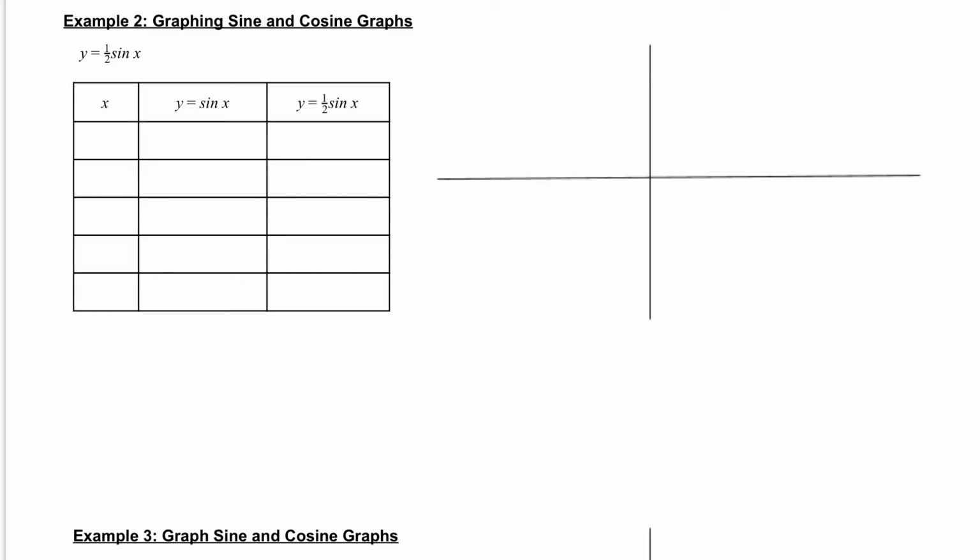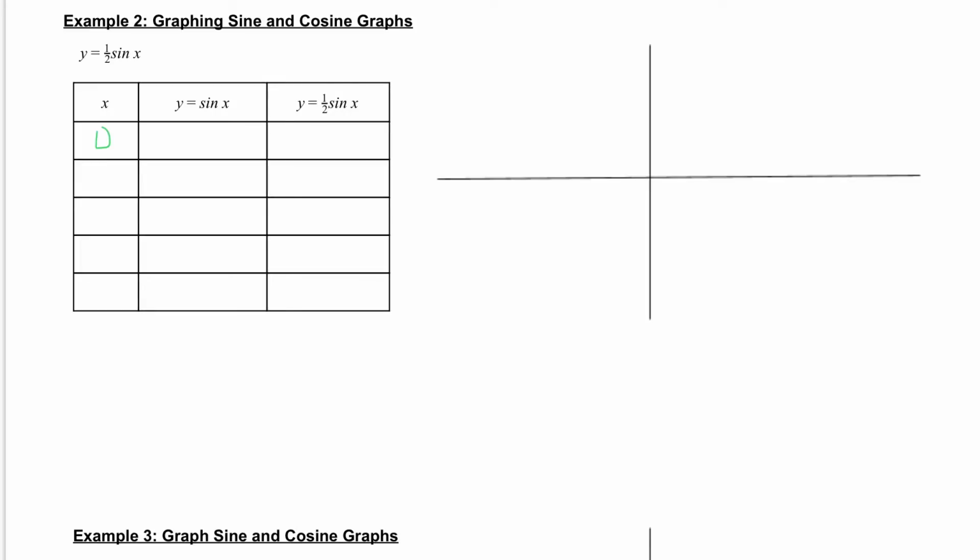In example 2, we're going to graph y equals 1/2 times the sine of x. Notice here that the amplitude is 1/2, which means we should be shrinking or compressing our graph vertically. The points that we're going to pick for our x, always, that we want to take the sine of are those 5 key points that we used in the last example.